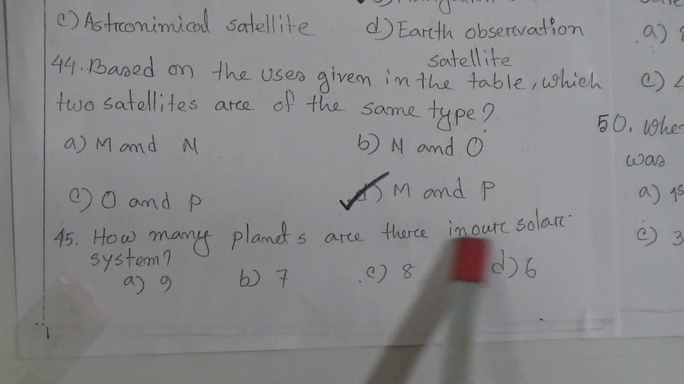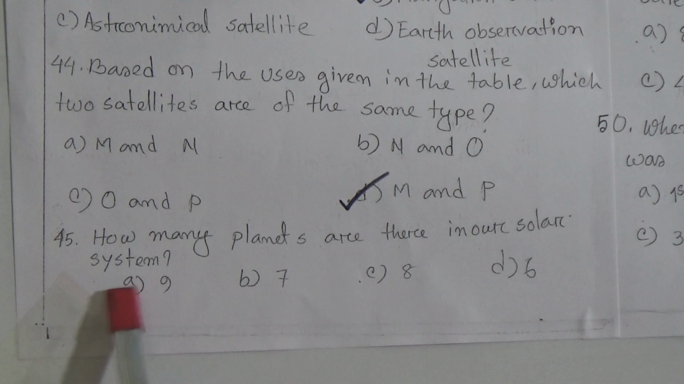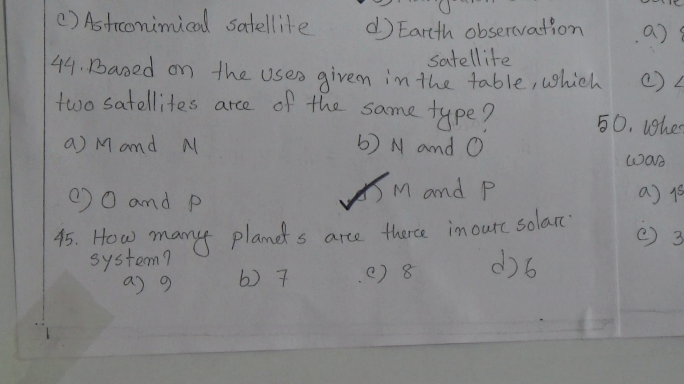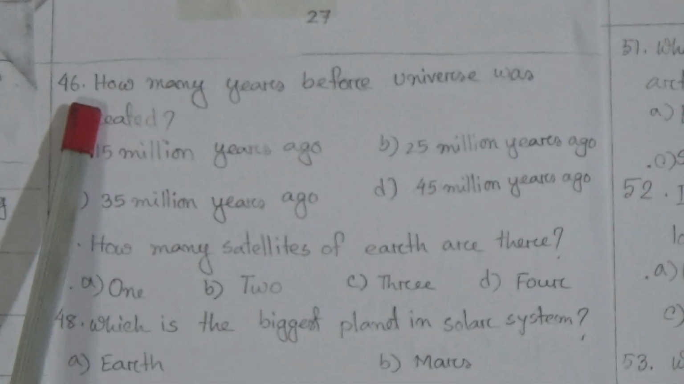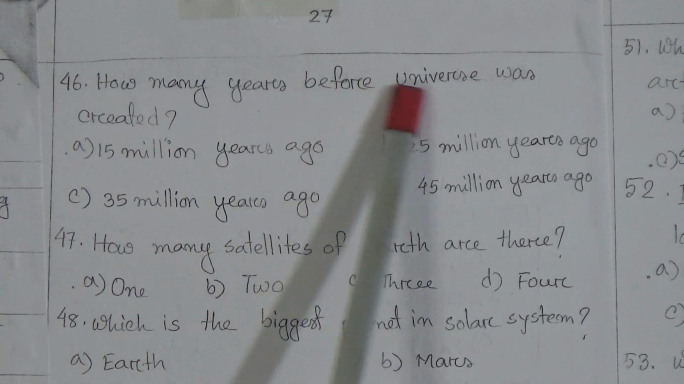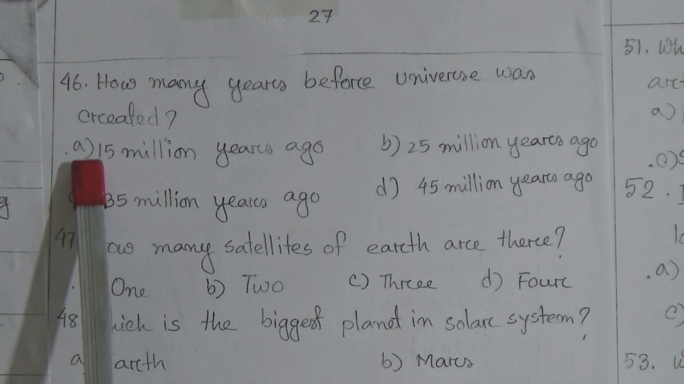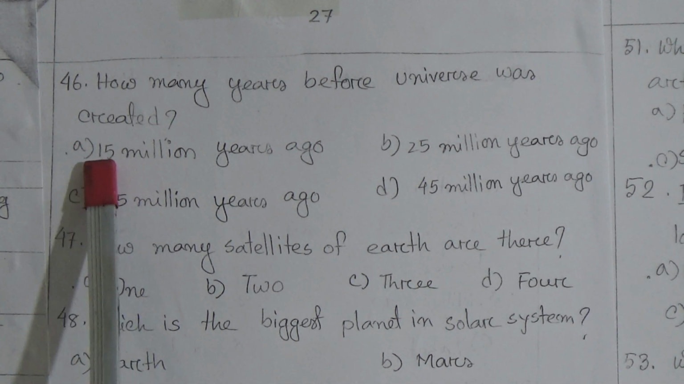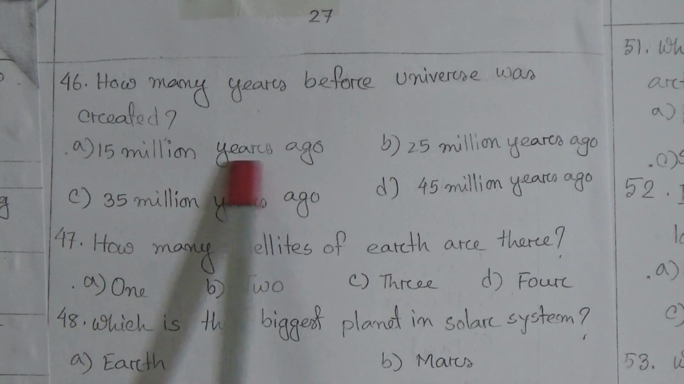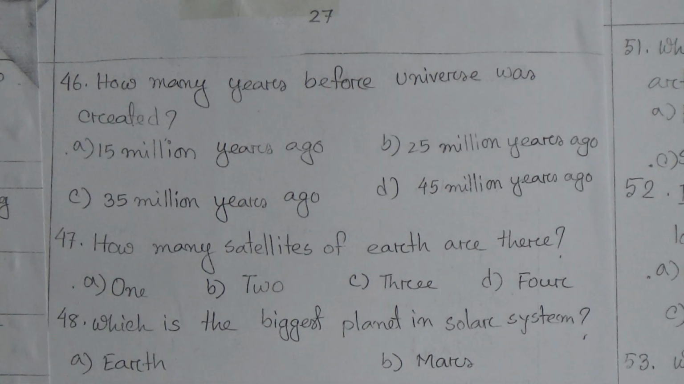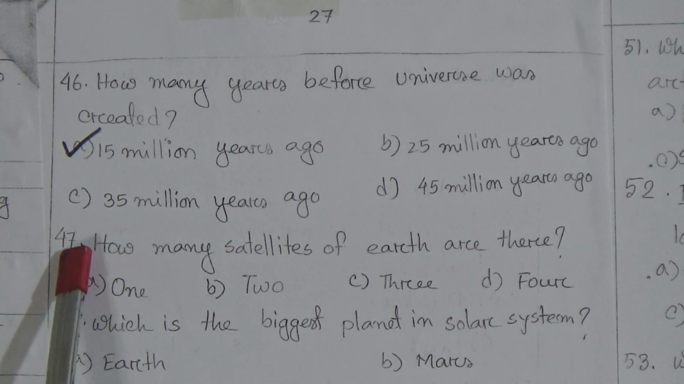How many planets are there in our solar system? Dear students, we know that we have only 8 planets in our solar system. So, we will put a tick mark on C. Now, come to the next question. How many years ago was the universe created? Dear students, from our book, we know that 15 million years ago our universe was created. So, the answer will be A. Now, come to the next question.